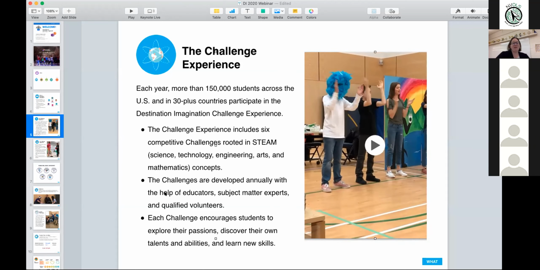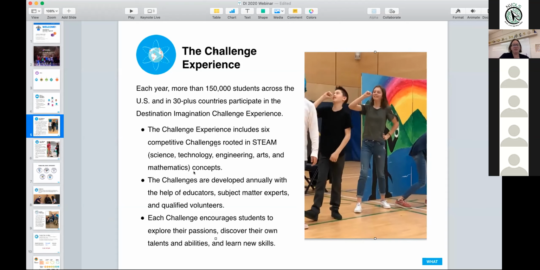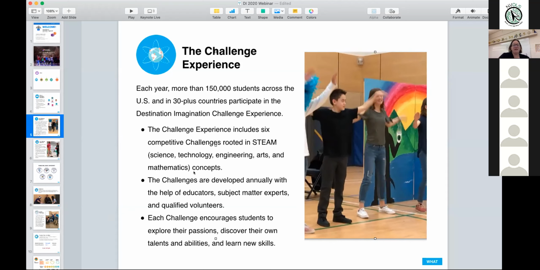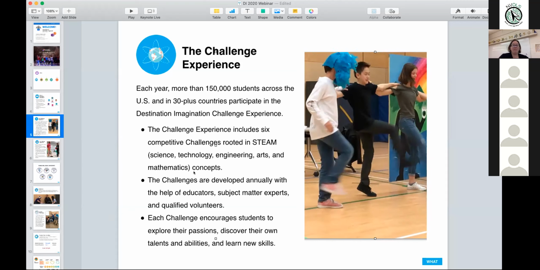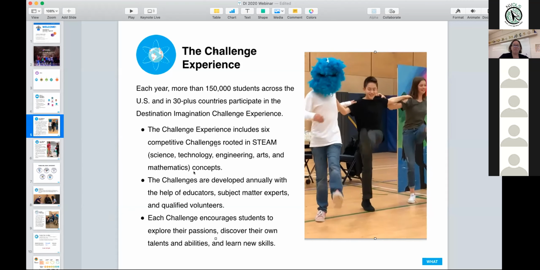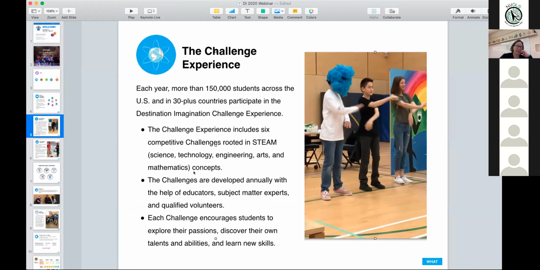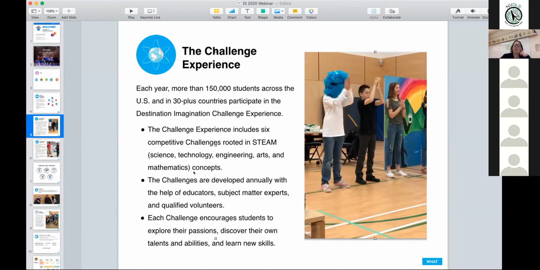So the challenge experience is 6 different challenges that are all rooted in STEAM, which is the science, technology, engineering, arts, and mathematics. Those challenges are new every year. So they're in the same categories every year, but the challenge itself, the requirements of it change every year. And that's developed through educators, subject matter experts, qualified volunteers.